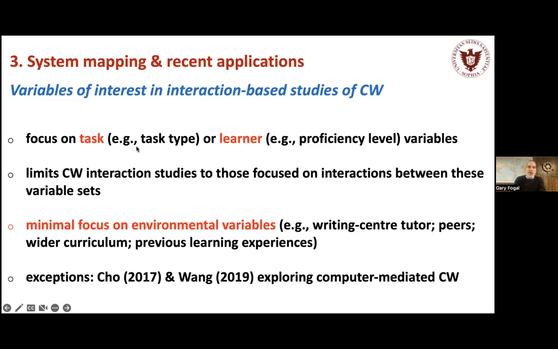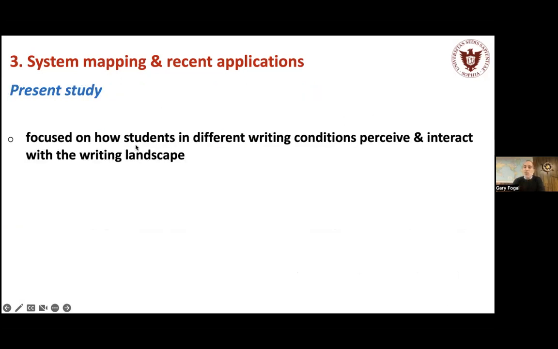In this regard, there are very limited exceptions. Cho is one of them, who's an OISE grad, I should add, and then Wang is another. Both their works begin to open up the collaborative writing research landscape, but as noted on the screen, their studies explore computer-mediated collaborative writing. At present, we know very little about how students orient to collaborative writing spaces when those classroom spaces are conceived of more broadly and are seen to be part of a larger system of interacting components. So this study is focused on how students in different writing conditions perceive and interact with that larger, wider landscape.